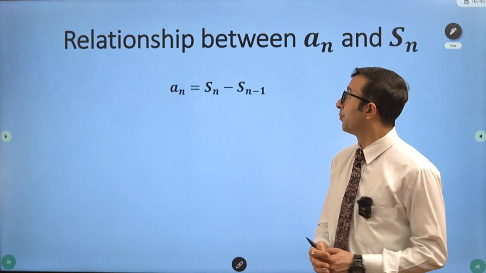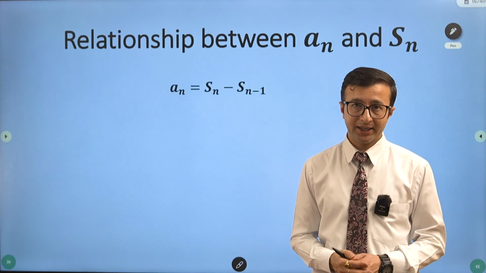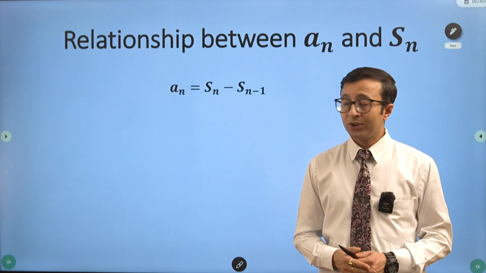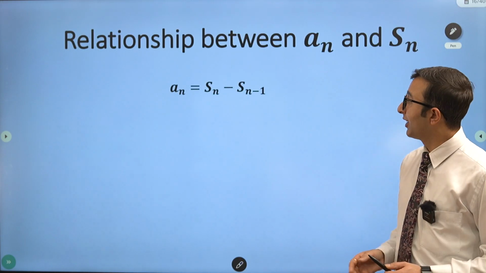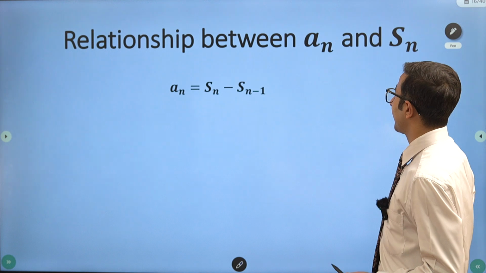What is the relationship between an and Sn? So an is Sn minus Sn minus 1. Let me explain how it works.